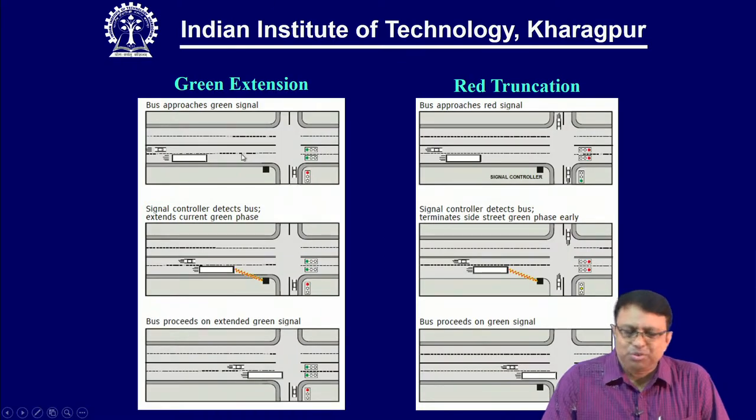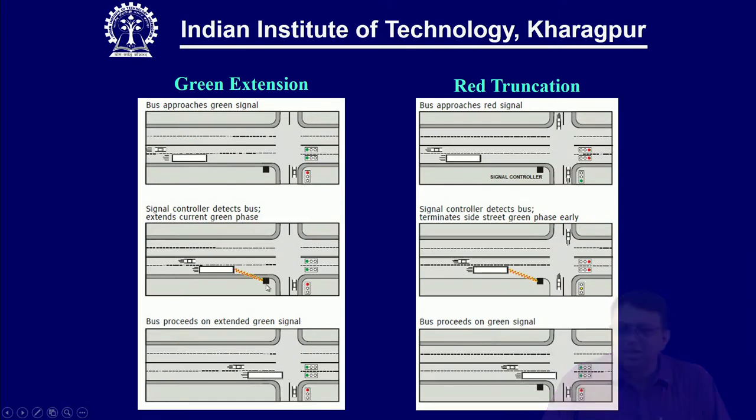So, here I have shown it. The green extension means a bus is approaching and the signal is already green. The bus communicates to the signal controller and the controller knows that the bus has reached. So, it extends the green for another few seconds to allow the bus to cross the intersection. Red truncation, same way: a bus is approaching when the signal is red. The controller again gets the communication, so it truncates the red time and makes it green, so the bus can cross.